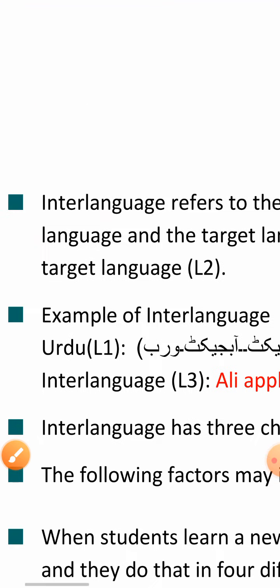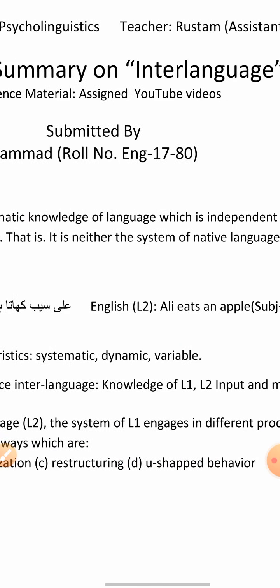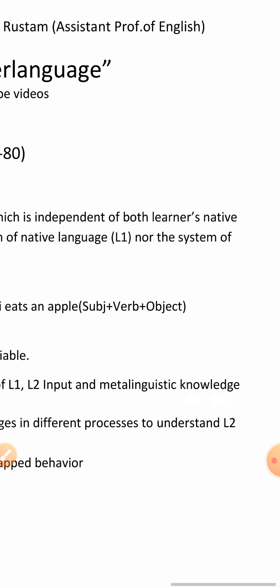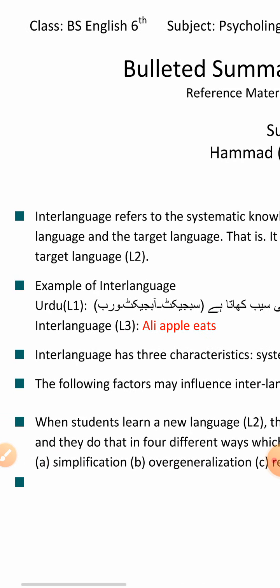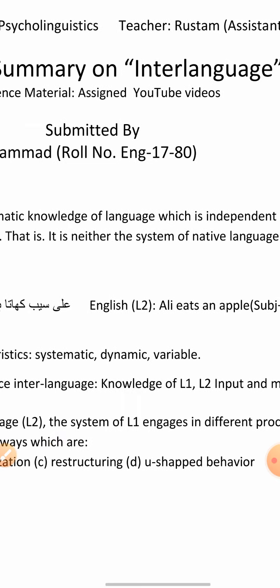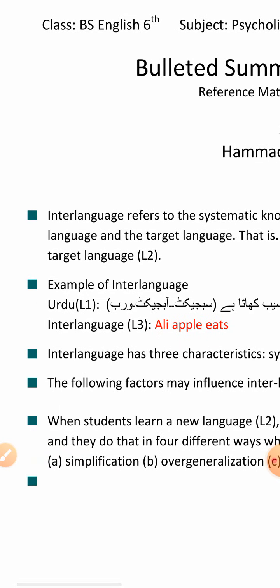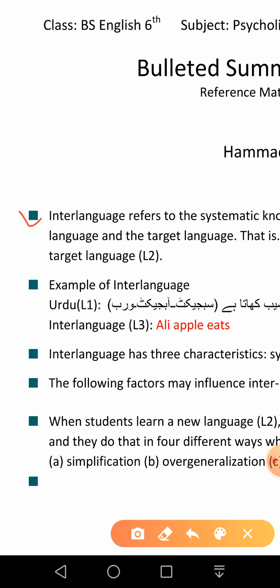Now the first bullet says: interlanguage refers to the systematic knowledge of language which is independent of both the learner's native language and the target language. That is, it is neither the system of native language L1 nor the system of target language L2. So this was bullet number 1. So it is a summary. After listening to the video, this may be taken from one video or it may be a gist of all the videos, but this is an important point regarding interlanguage.